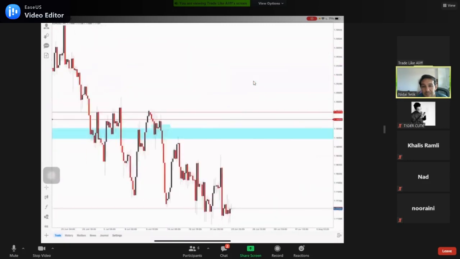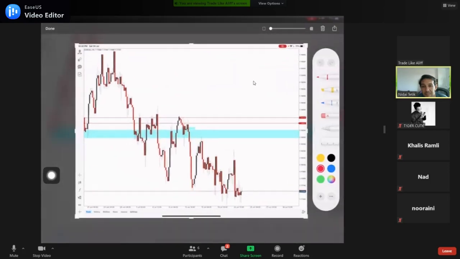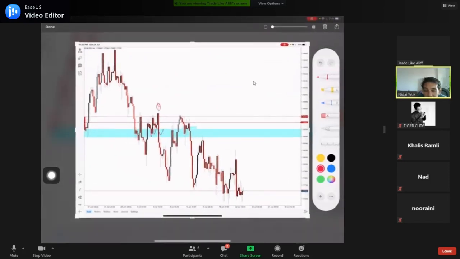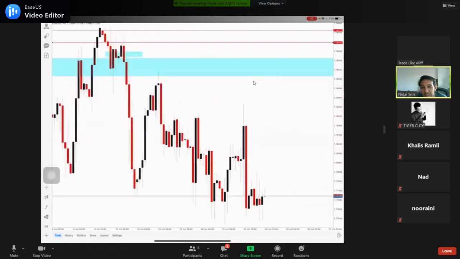Time frame by time frame. See, you got this setup at daily, and then H4 breakout, H1 entry, and then H1 breakout, and 15 entry, and so on, so on, so on. So see, it keeps repeating.